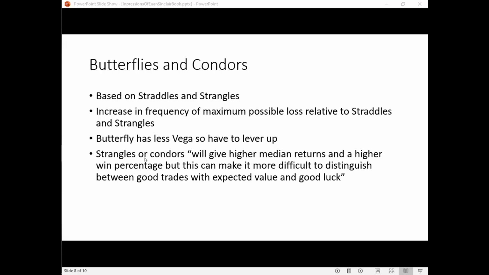Right. And in fact, he has that point in his book, and I have it quoted here. And it's showing at the bottom of this slide, strangles or condors will make higher median returns and a higher win percentage, but this can make it more difficult to distinguish between good trades with expected value and good luck.